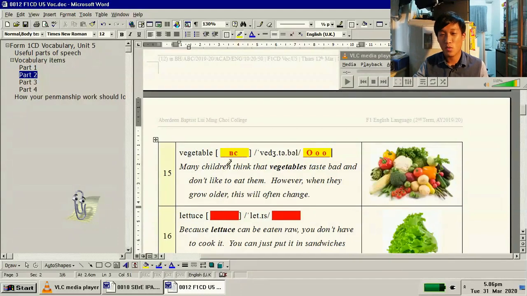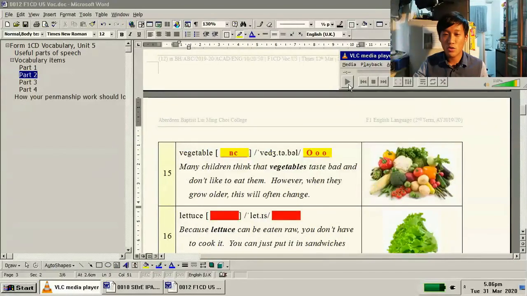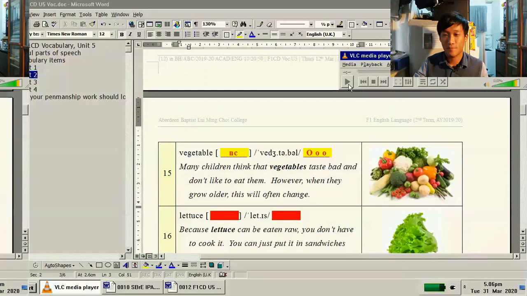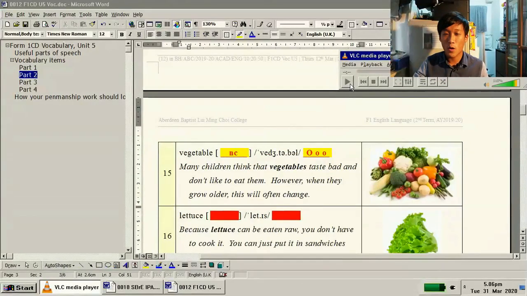So this helps you to remember the meaning. I hope you also eat more vegetables as well. So let's practice reading. Vegetable. Many children think that vegetables taste bad and don't like to eat them. However, when they grow older, this will often change.